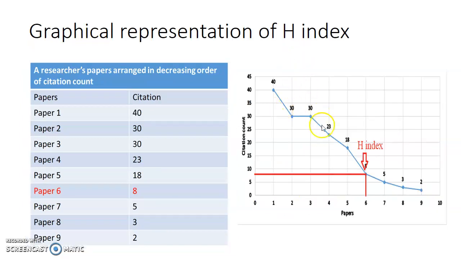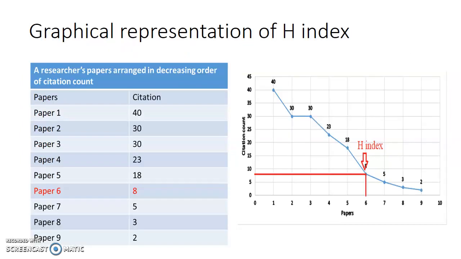Graphically, the H-index is represented like this. If we plot the paper numbers on the x-axis and the citation count on the y-axis, there will be a certain point where the number of papers equals the number of citations. This point will be identified as his H-index. It is very easy to understand.